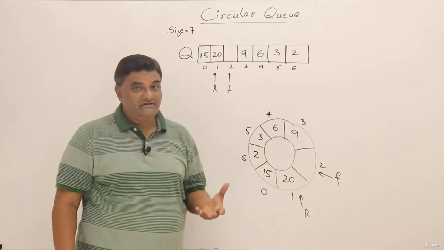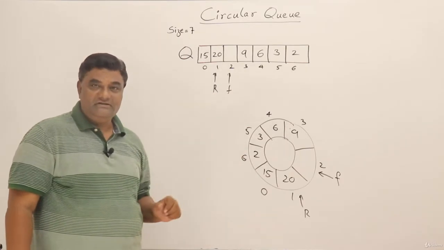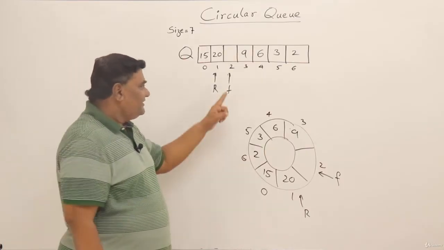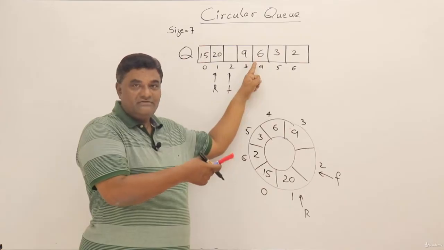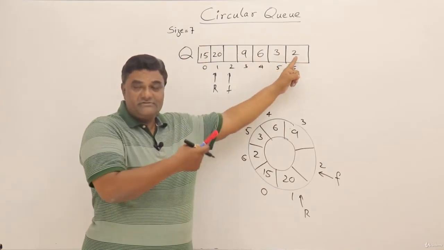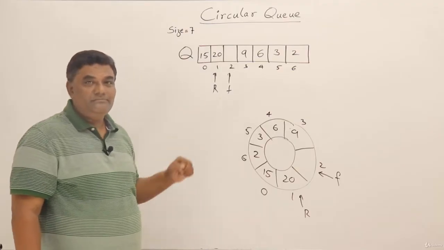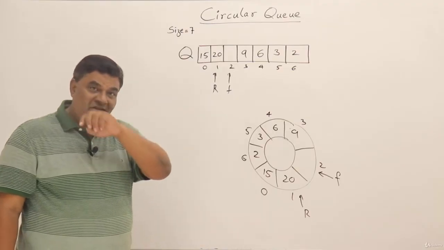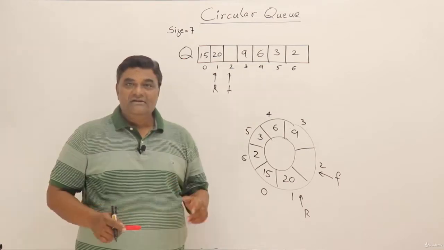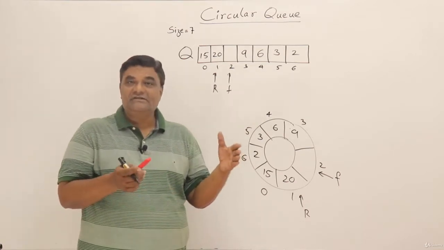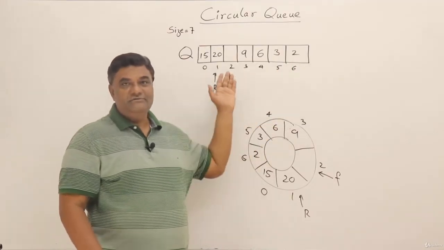Then how to move front and rear circularly? We want a mechanism such that they automatically move circularly. Let me show you. When front is on 2, if I say next, it should go on 3, then next means it should go on 4, next means it should go on 5, next means it should go on 6, next means it should come on 0. So I'll be moving next, but after 6, it should come on 0. So circular behavior or the circular values like 0, 1, 2, 3, 4, 5, 6, then again 0 we want.